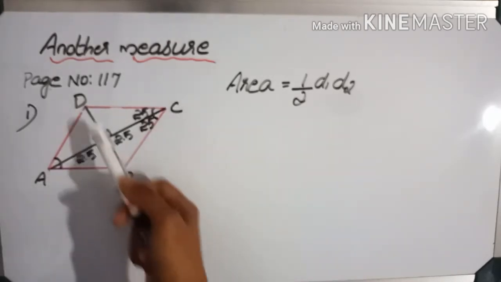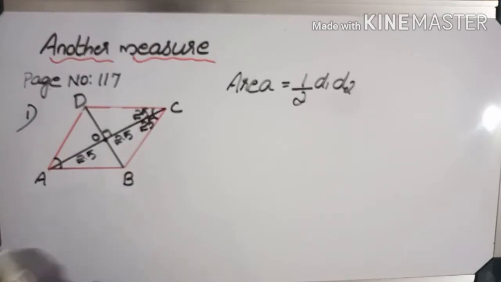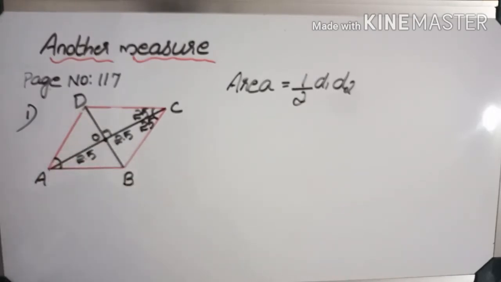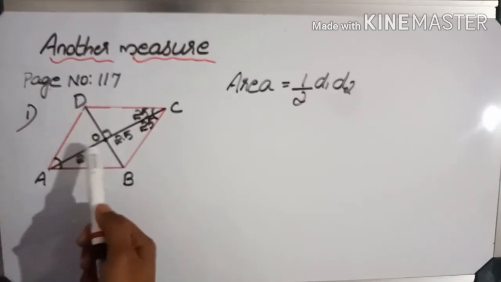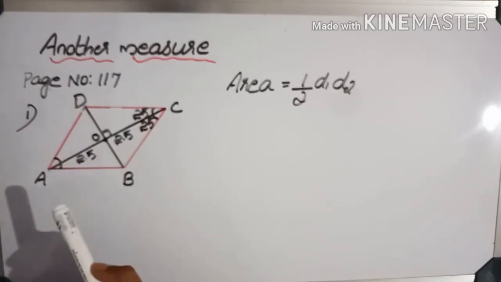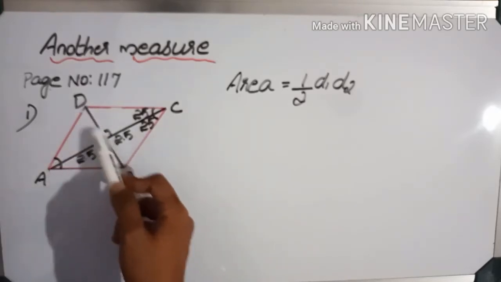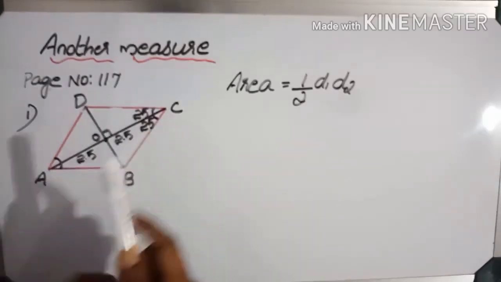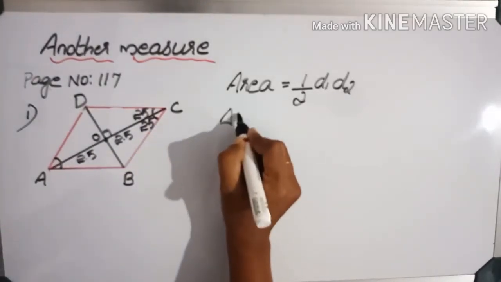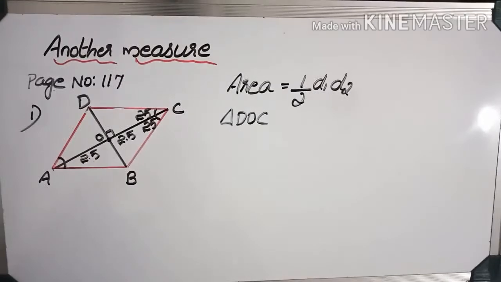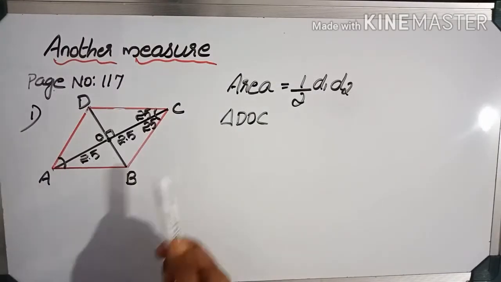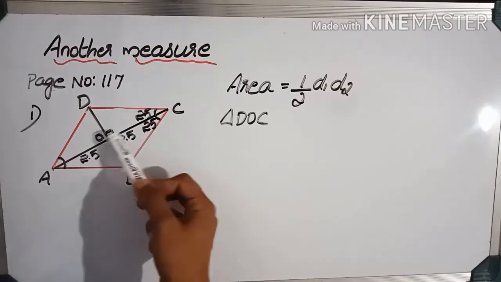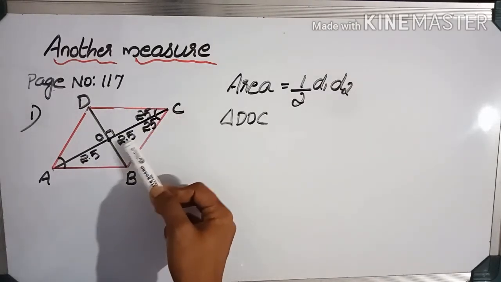Now we have to find D2. That means DB we have to find, and we know bisector means DO and OB will also be equal. So in order to find this DO, let's consider triangle DOC. Now in this triangle, given angle is 25 degree and one side also we have, that is 2.5.